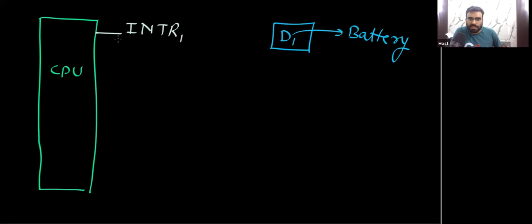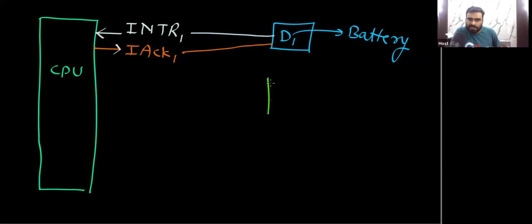So we have this device 1, and there is a dedicated interrupt request line for it. There is a dedicated pin on the CPU for this device. And there is an acknowledgement pin also for this device. So we have a dedicated interrupt request pin and interrupt acknowledgement pin for this device.